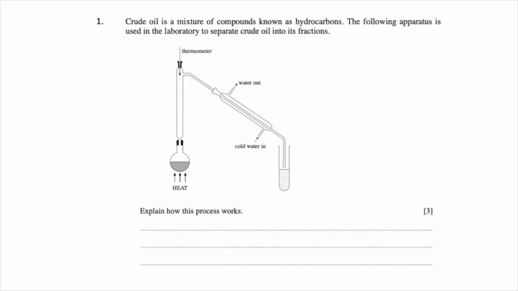So now let's test your understanding of this topic with some practice questions. So here's our first question, and it says crude oil is a mixture of compounds known as hydrocarbons. The following apparatus is used in the laboratory to separate crude oil into fractions. Explain how this process works. And this is a 3-mark question. Pause the video, have a go at the question, and then we'll go through the answer.